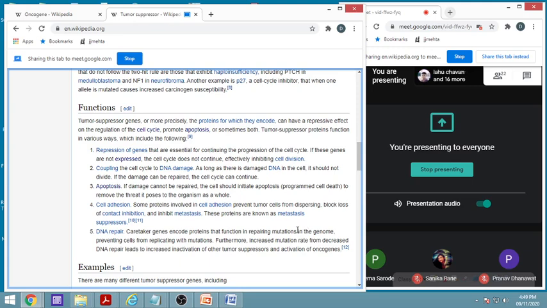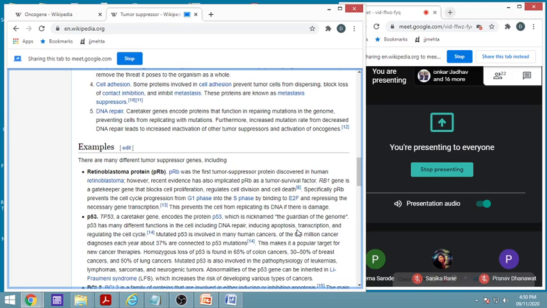And lastly, DNA repair. These caretaker genes encode proteins that function in repairing mutations in the genome, preventing cells from replicating with them. An increased mutation rate from decreased DNA repair leads to increased inactivation of other tumor suppressors and activation of oncogenes. So if there are more mutations where DNA repair is decreased, it leads to more inactivation of tumor suppressor genes, and therefore more chances of cancer, or more activation of oncogenes. So it is important that DNA repair is done, so that mutations do not persist where DNA repair has not taken place.